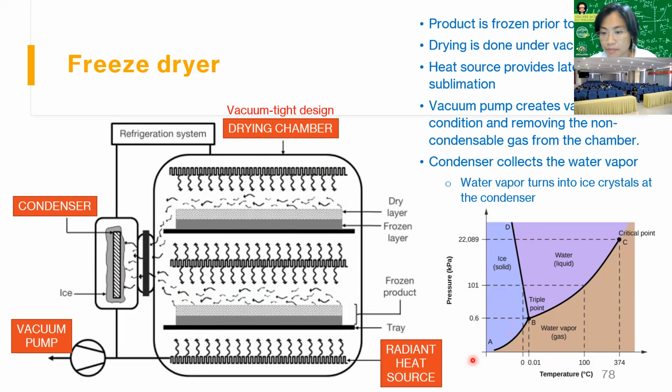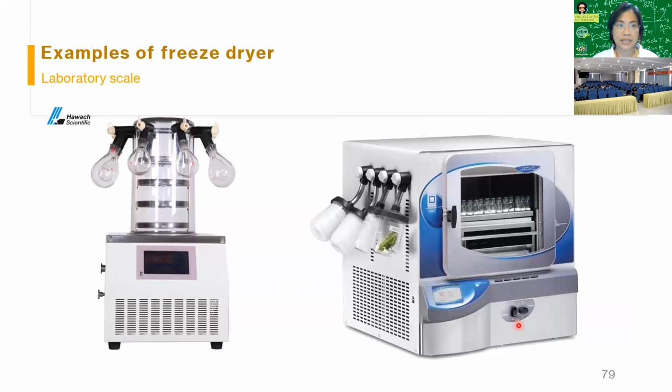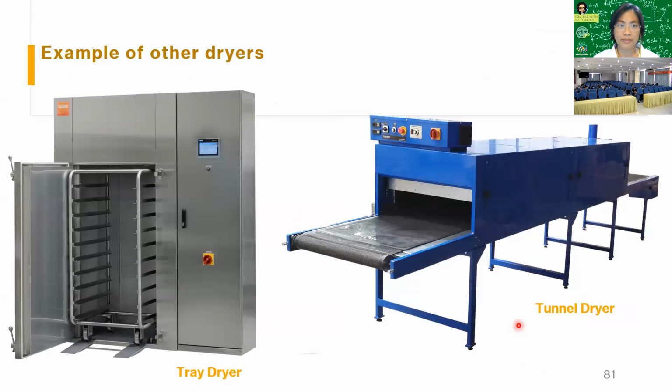So you have to have some knowledge about the phase diagram of water. This is good for products that are sensitive to heat. You can't go through direct heat or spray drying, because if your product is heat labile, it will be destroyed under the high heat. So freeze drying is the way to go. This is an example of a freeze dryer, and there are other types of dryers as well.